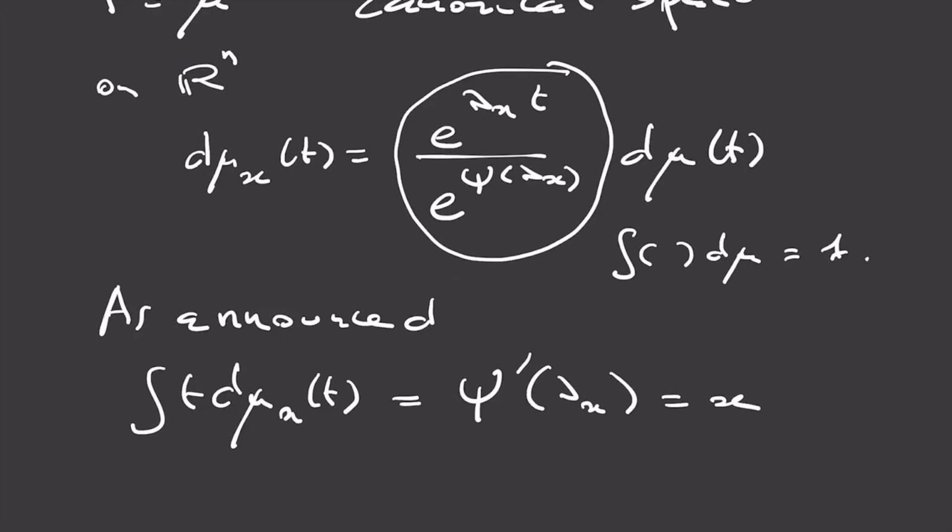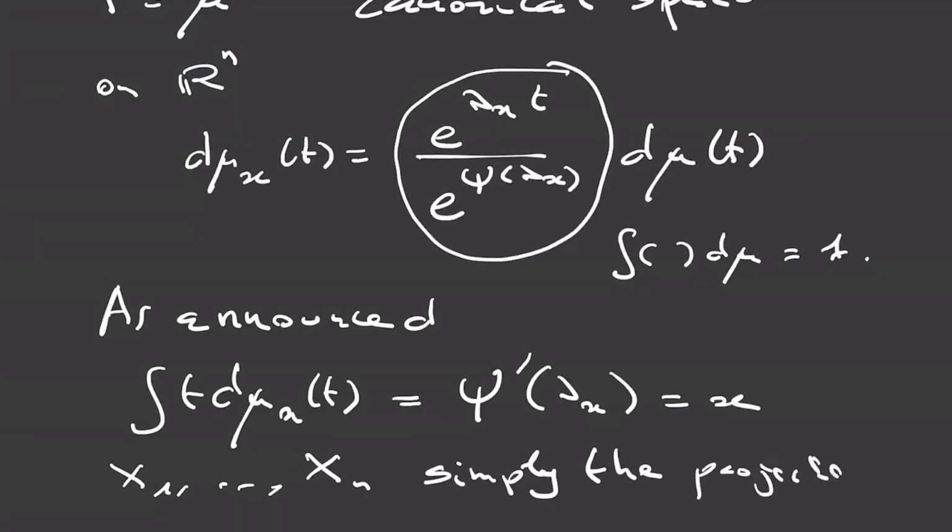And now, if we consider the random variables x1 to xn, which are simply the projections on Rn, our probability space is Rn, and we consider the change of probability mu x to the power n. This is the change of probability.